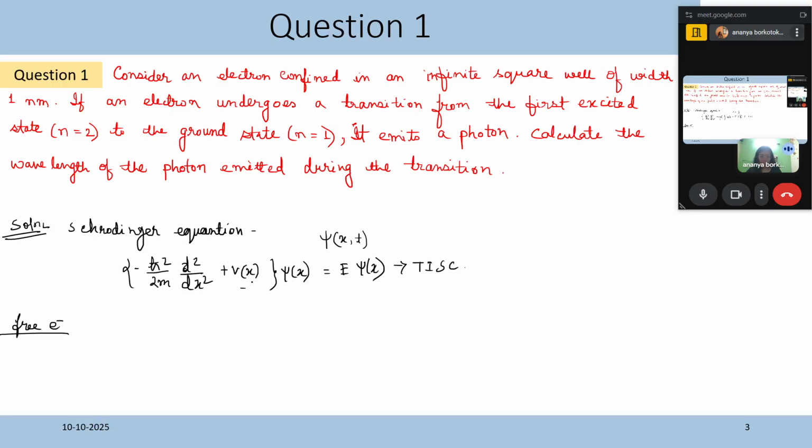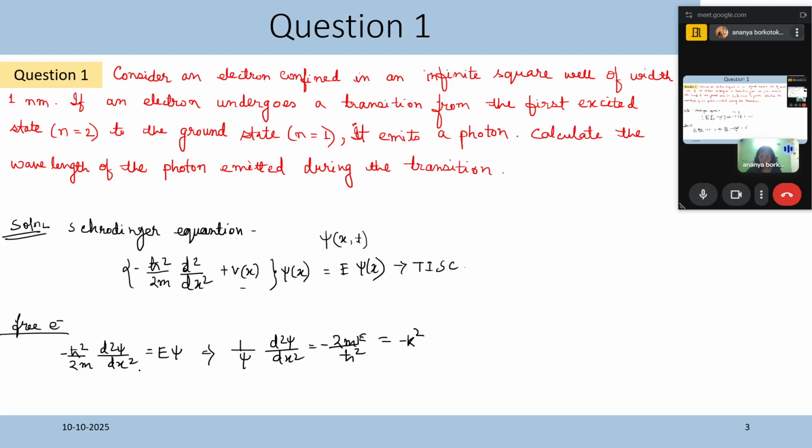then V(x) is 0. The electron is not experiencing any force, any potential, so the equation will be minus h bar square by twice m d2 psi by dx2 equal to E of psi. Okay, we can write it in this form, 1 by psi d2 psi by dx2 equal to minus 2mE by h bar square, and we write this term as minus k square. K square is the wave number, right?